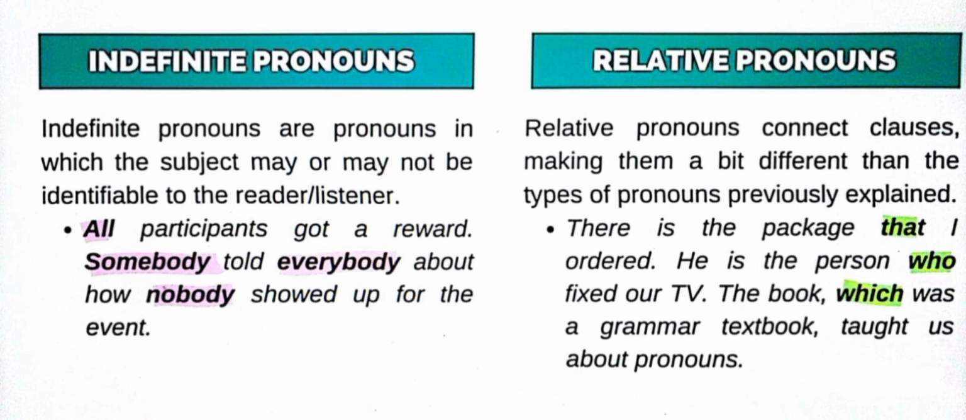The next example is a very interesting sentence because here we have used three indefinite pronouns together. Somebody told everybody about how nobody showed up for the event. Here, somebody, everybody, nobody are the best examples of indefinite pronouns because we are not sure about the people we are talking about. We are not sure about the subjects. So we used indefinite pronouns. I can say someone liked my video. Someone subscribed to my video. So someone, everyone, no one are examples of indefinite pronouns.